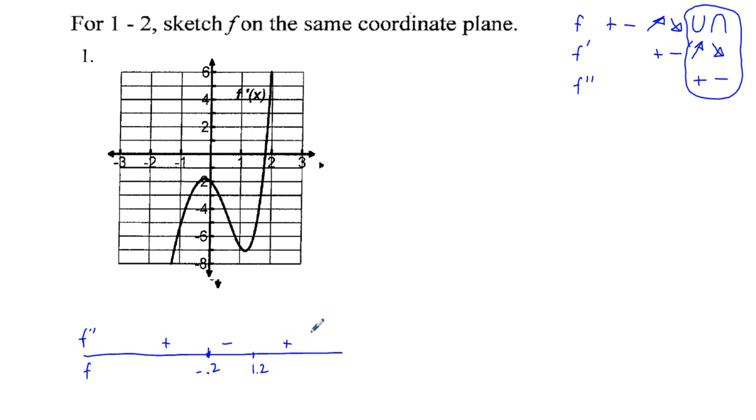And what that means as far as concavity, we associate this plus sign with concave up. So we have concave up on this interval here, and likewise on this interval here. And then between -0.2 and 1.2, we have concave down.